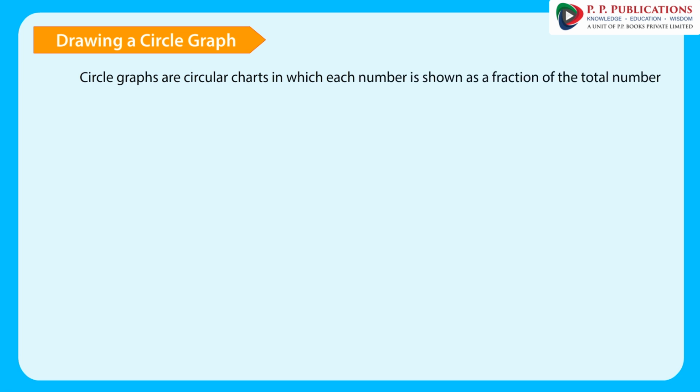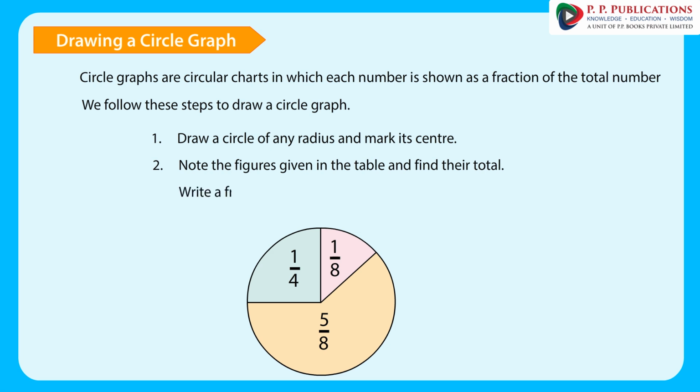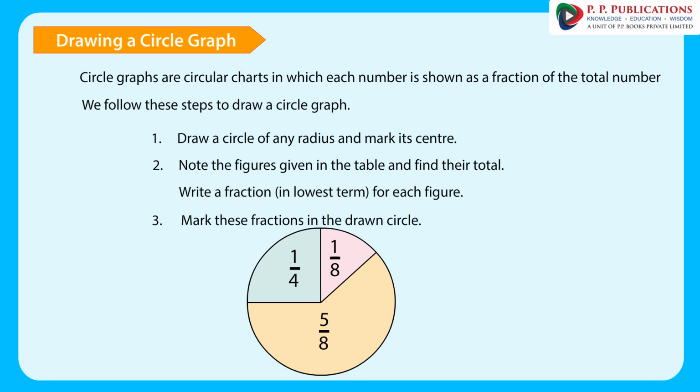Drawing a circle graph. Circle graphs are circular charts in which each number is shown as a fraction of the total number. We follow these steps to draw a circle graph. 1. Draw a circle of any radius and mark its center. 2. Note the figures given in the table and find their total. Write a fraction in lowest terms for each figure. 3. Mark these fractions in the drawn circle. Shade different parts and label them.